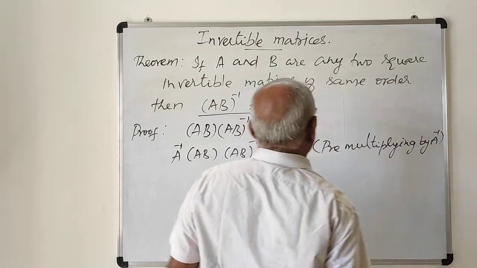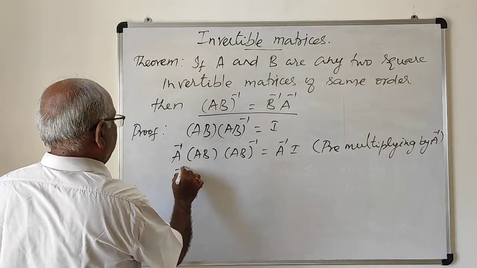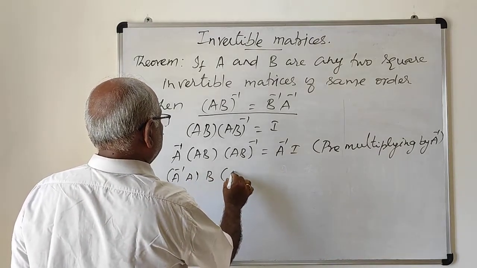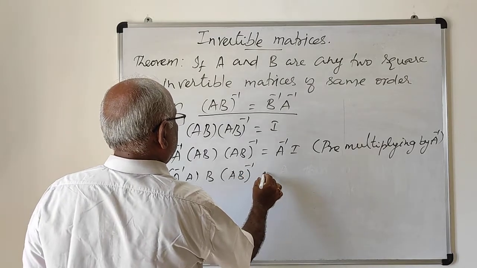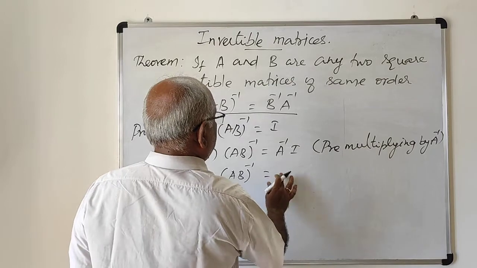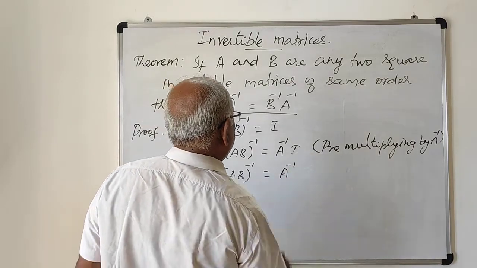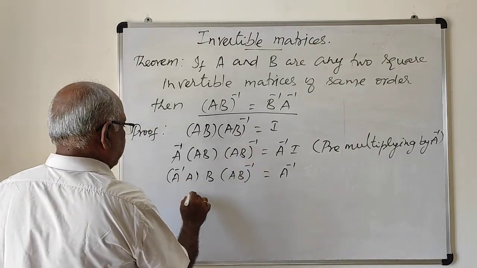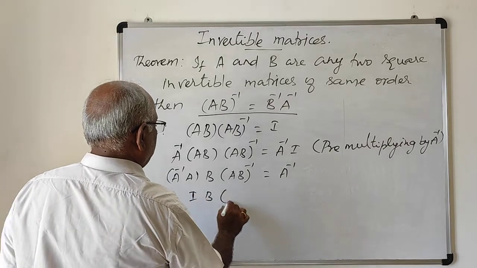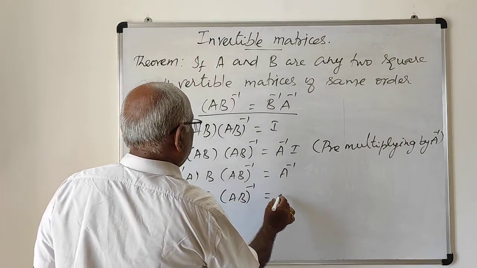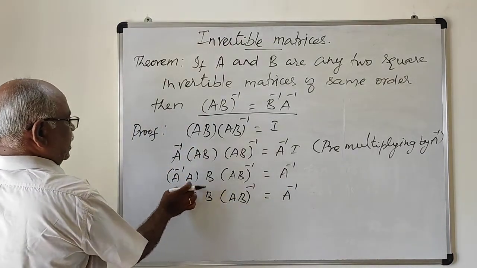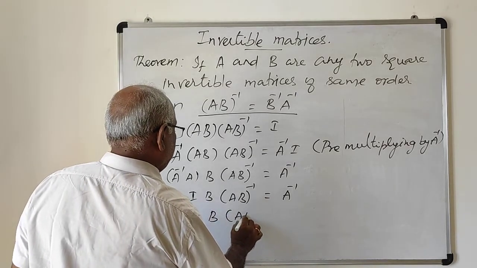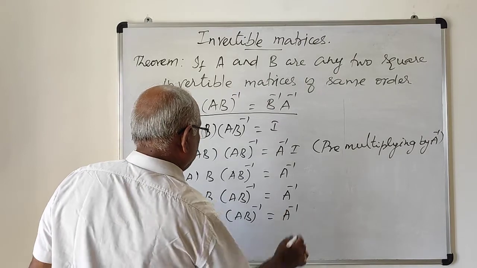Now you associate this: A inverse into A into B into (AB) inverse equals A inverse into I, which is A inverse, because I is the identity matrix. Since A is invertible, A inverse into A is I. Now I into B is B. So B into (AB) inverse equals A inverse.